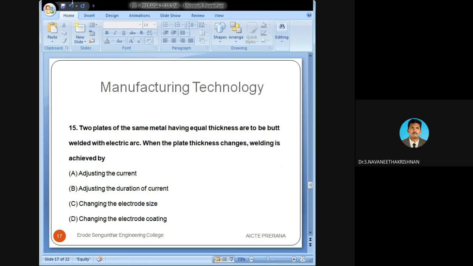Option A is adjusting the current. Option B is adjusting the duration of the current. Option C is changing the electrode size. Option D is changing the electrode coating. The exact answer is option C, changing the electrode size.